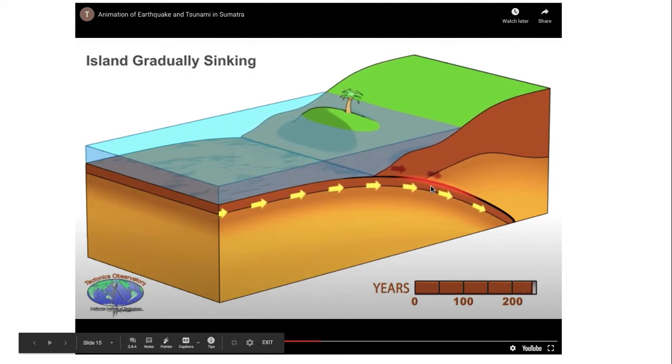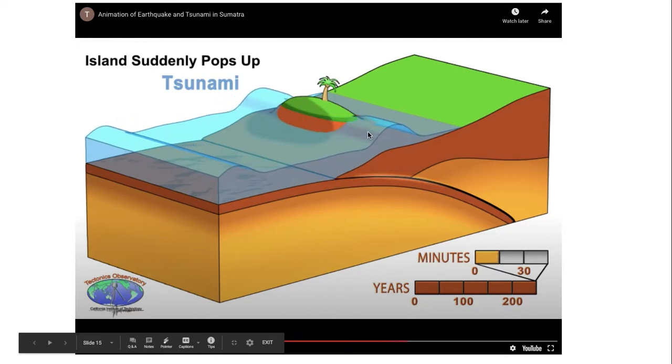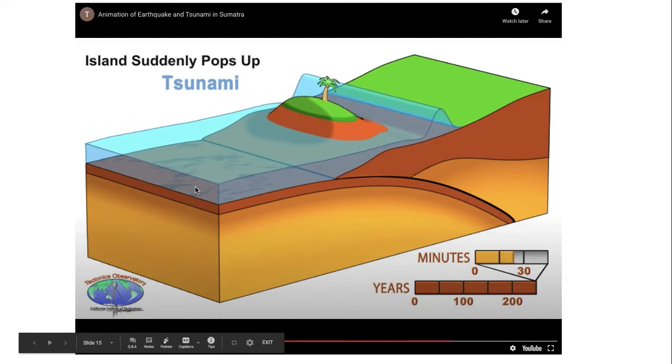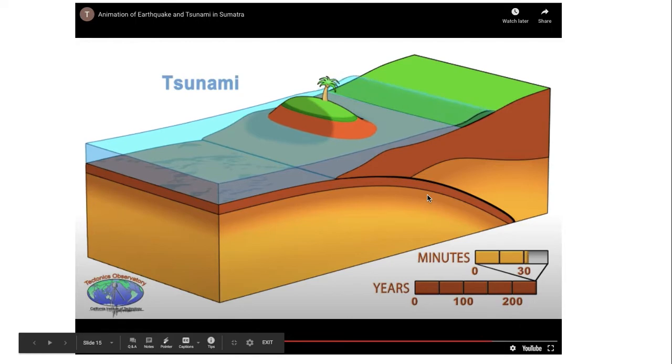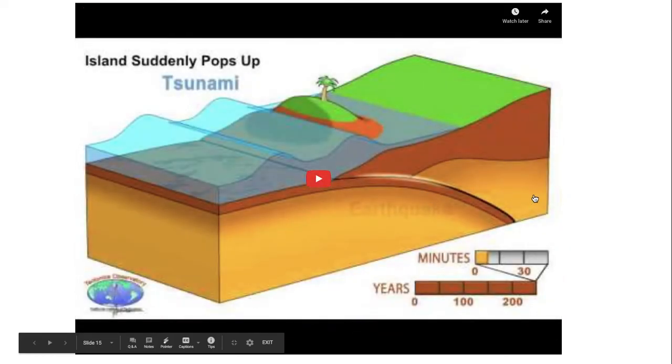So there's my subducting plate, there's my earthquake, and there's my tsunami. It goes out in all directions. It kind of goes out like a ripple, and it's not just one wave. It can be several waves.